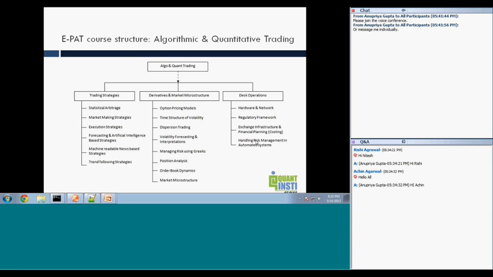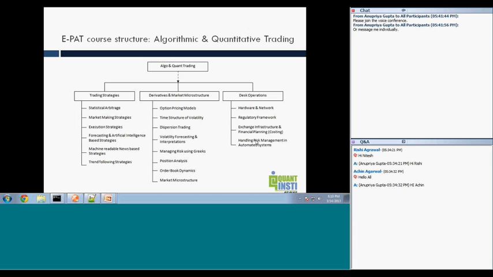And then handling risk management in automated systems. That is again covered both in derivatives and market microstructure as well as desk operations. So it's a mix, because risk management in algorithmic trading, in automated trading, is slightly different from risk management in a conventional trading desk. Because in the conventional trading desk, you have the benefit of human common sense.